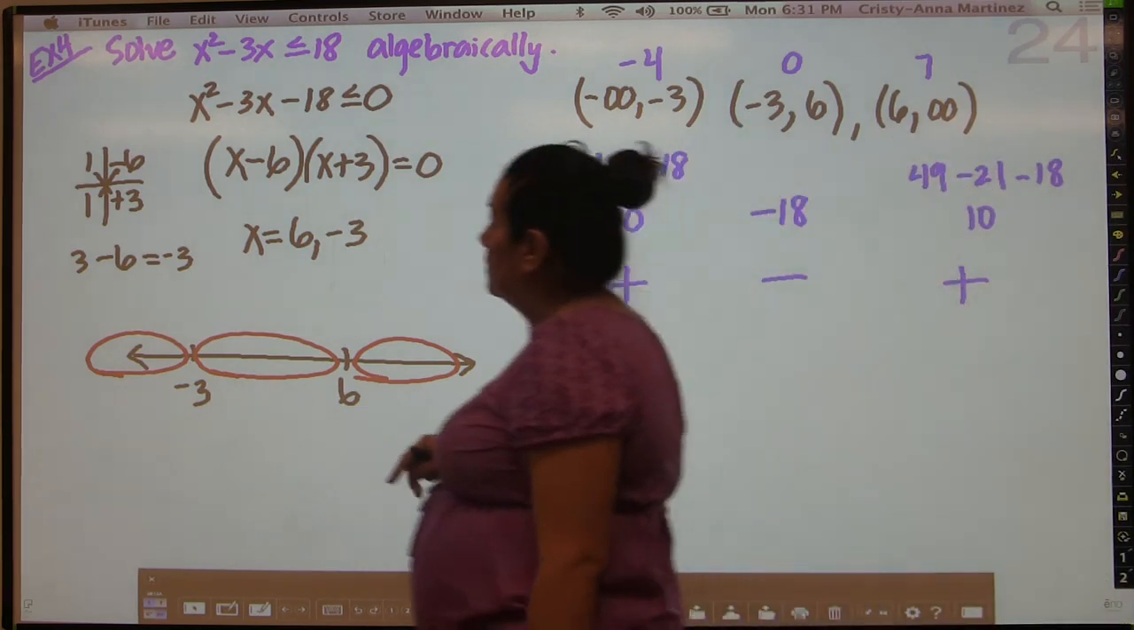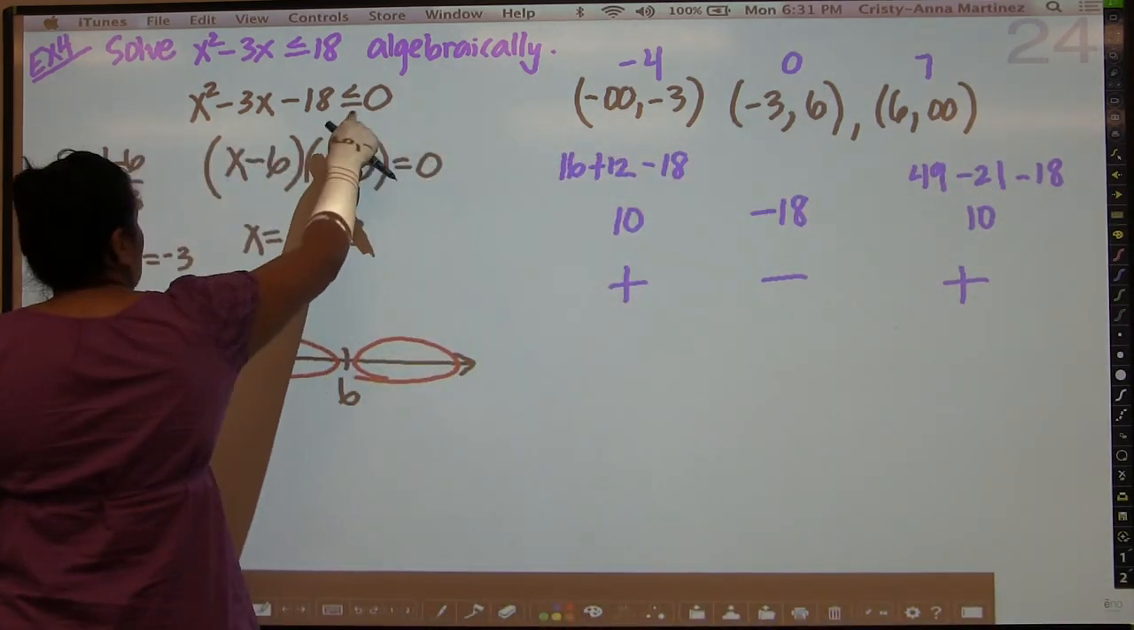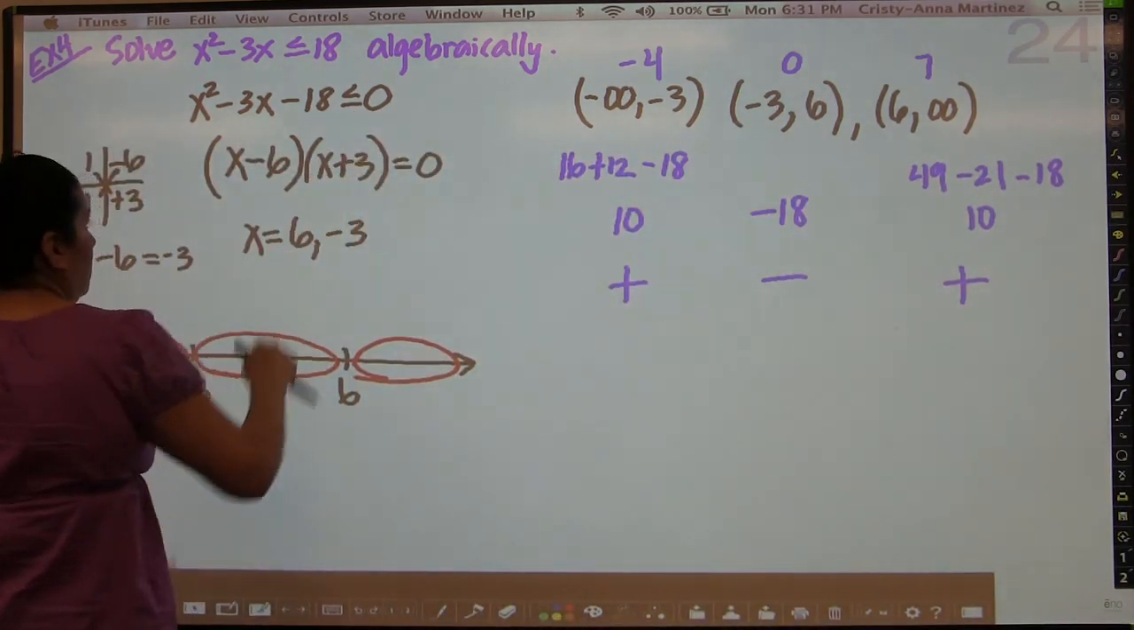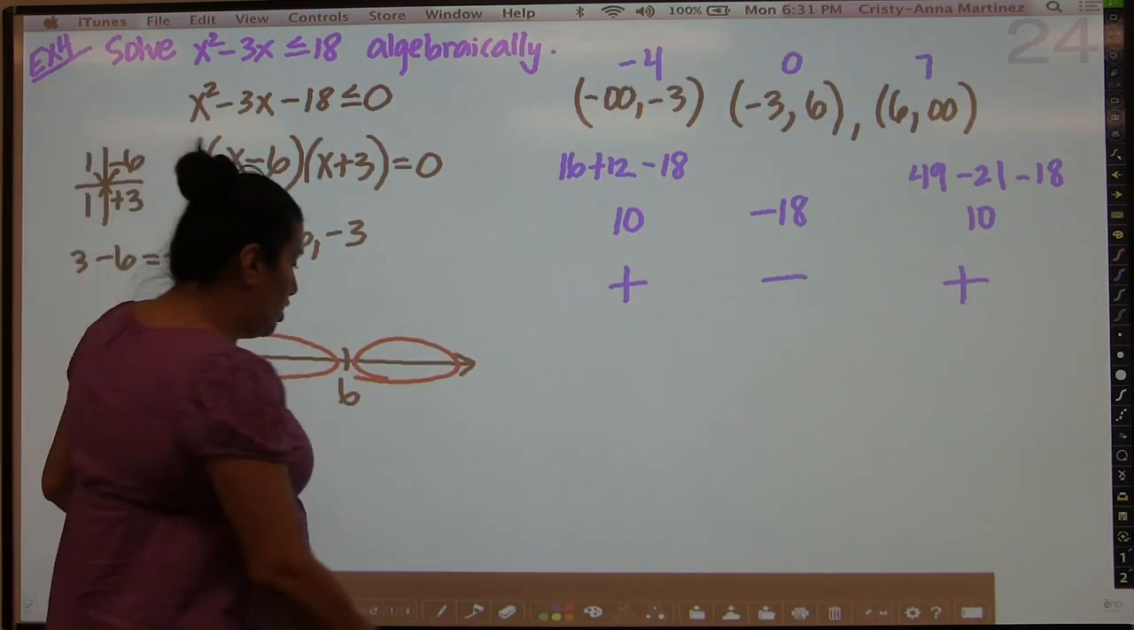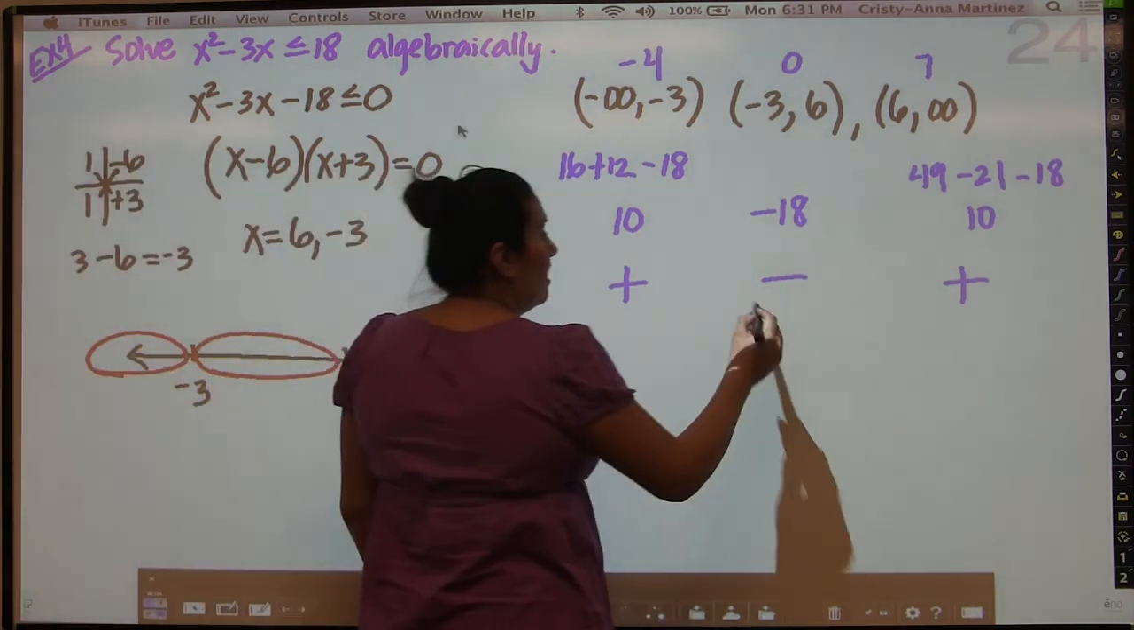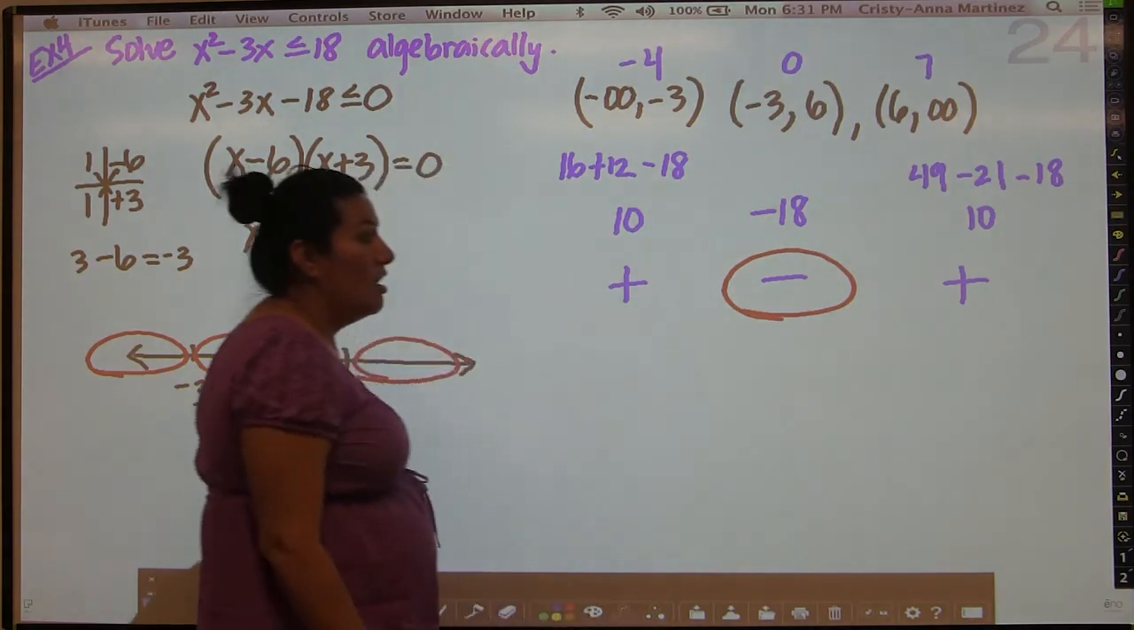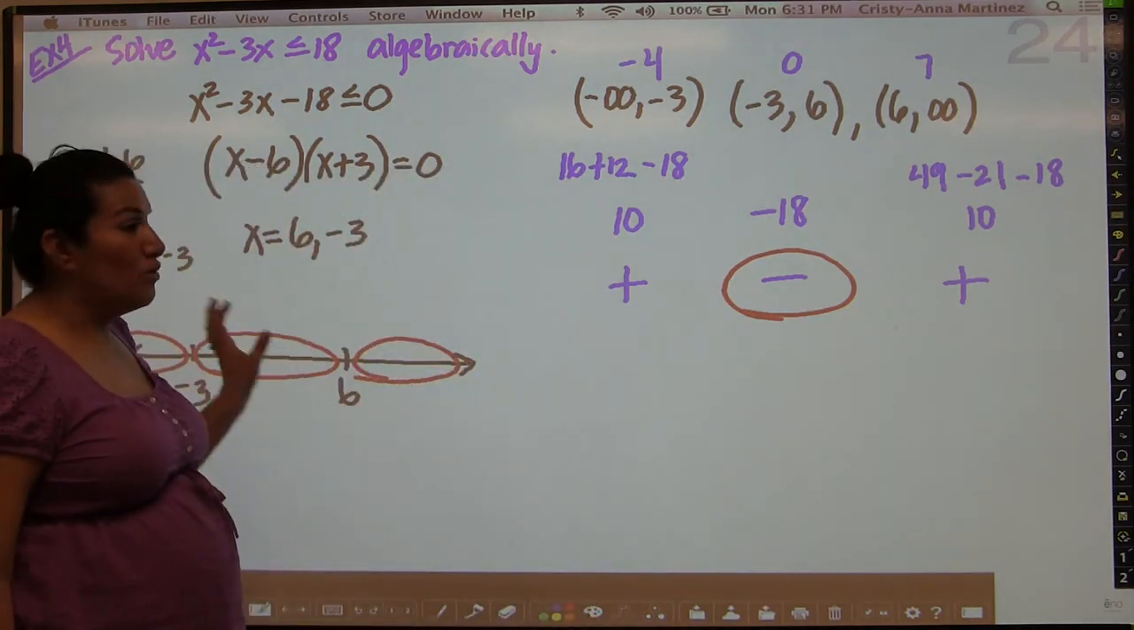Now what were they actually asking for? They wanted less than or equal to 0. So they wanted negative values. So the only interval that gives me negative y values is this interval here. And so that is my answer. I don't have to graph anything.